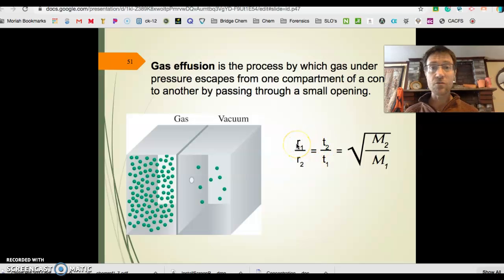So again, it's just a ratio between two different gases. And for this one, the rate is inversely proportional to the time that it takes. So that means that if the time is small, the rate will be big. If the rate is small, that means the time is big. So a small rate, as in slow: if you have a slow rate, then you have a big time. Does that make sense? I don't know if it makes sense, but there's the math.